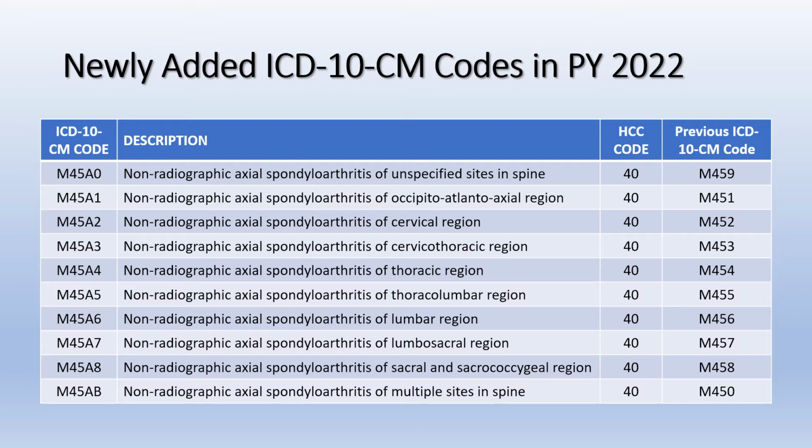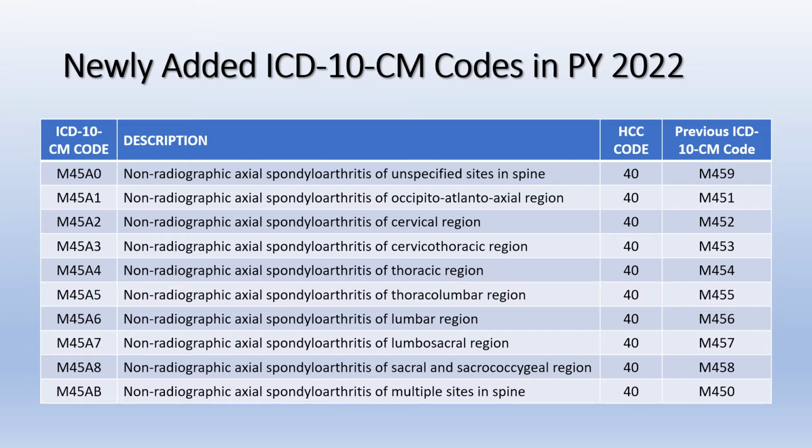M45A2 replaces the M452, ankylosing spondylitis of cervical region. M45A3 replaces the M453, ankylosing spondylitis of cervicothoracic region. M45A4 replaces the M454, ankylosing spondylitis of thoracic region. M45A5 replaces the M455, ankylosing spondylitis of thoracolumbar region.